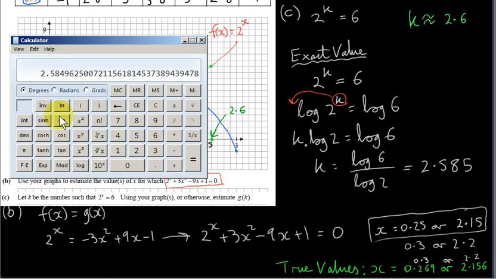Now I could have used this ln button. I'll just show you with ln. I've got ln of 6 and divide it by ln of 2. You get the same answer.